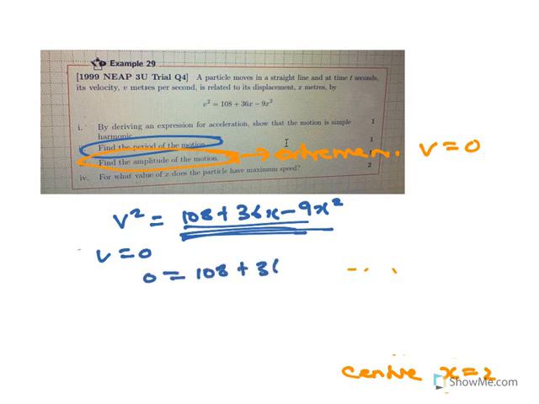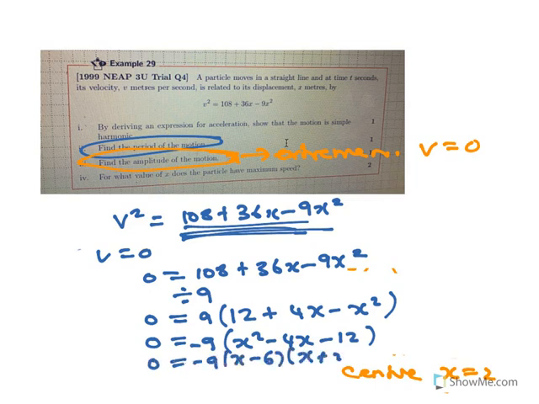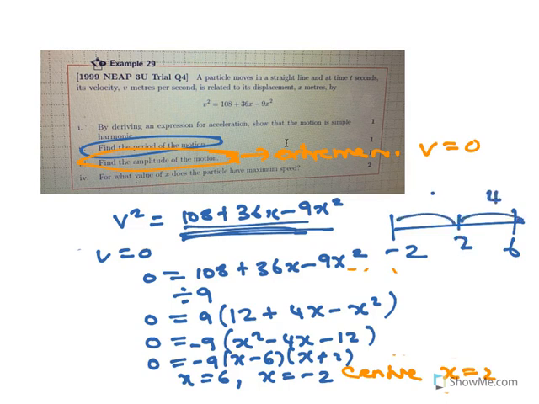So it's 108 plus 36x minus 9x squared. I'm going to factorise out the 9, because I can see there's a common factor of 9 there anyway. I'm going to take the minus 9 out, so it's going to be x squared minus 4x minus 12, which factorises to x minus 6 times x plus 2. So x is 6, x equals minus 2. So it oscillates between minus 2 and 6, and the centre is at 2. So that means that your amplitude must be 4.